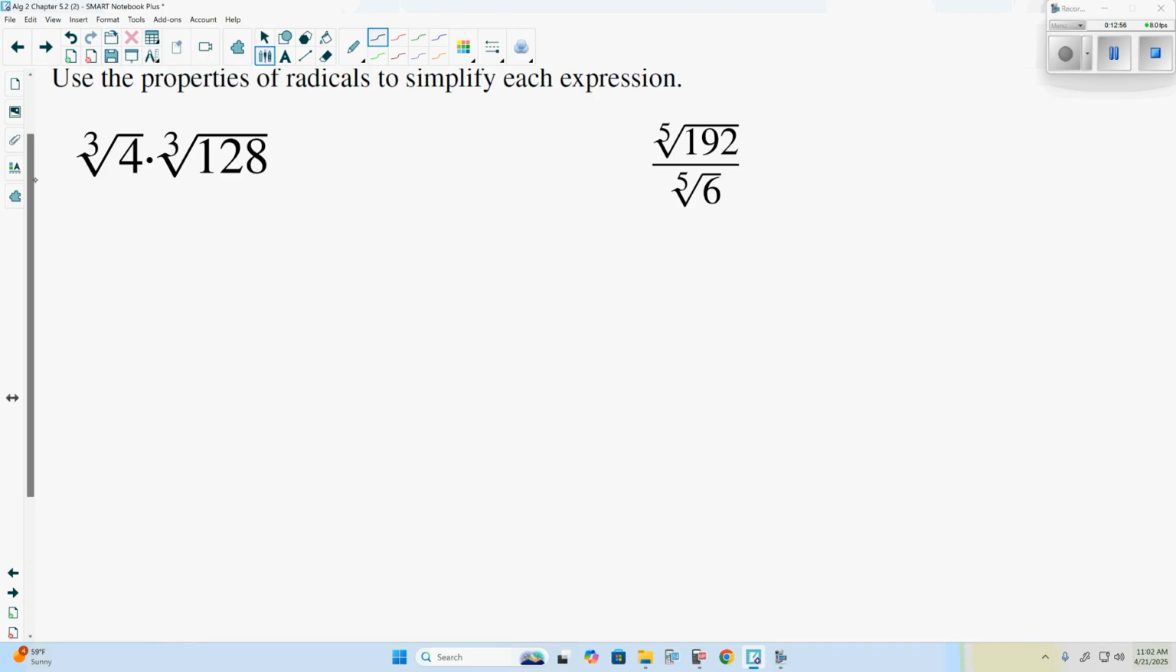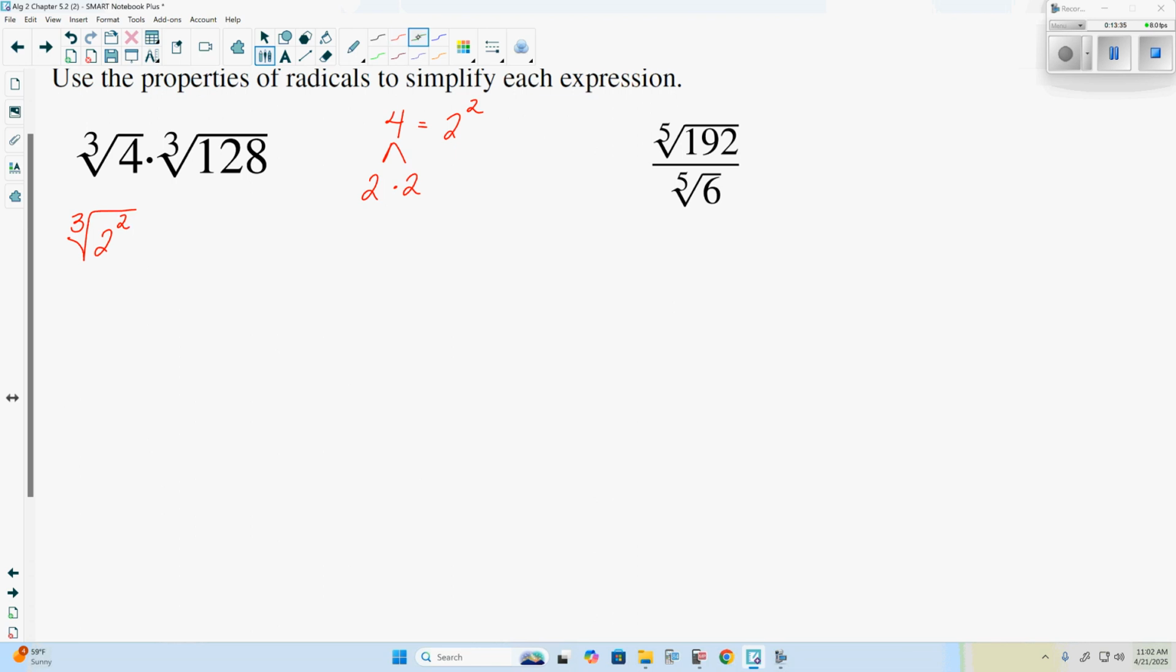Next one we're looking at is the cubed root of 4 times the cubed root of 128. Now the cubed root of 4 is not going to work. We can't simplify that any further than that. Mainly because if we looked at 4's prime factorization, well, 4 is just 2 times 2, or 2 squared. There is no number times itself 3 times that gives us 4. Square root of 4, yes. Cubed root of 4, no.